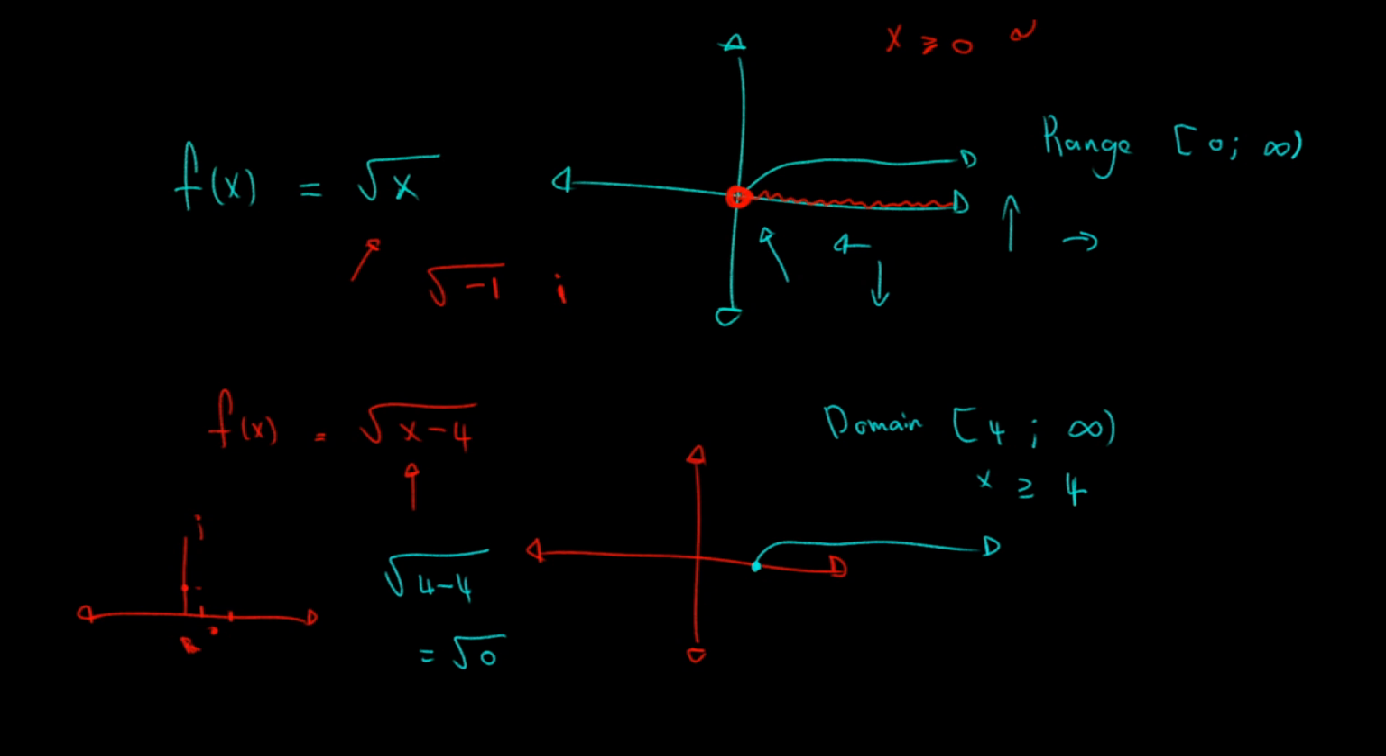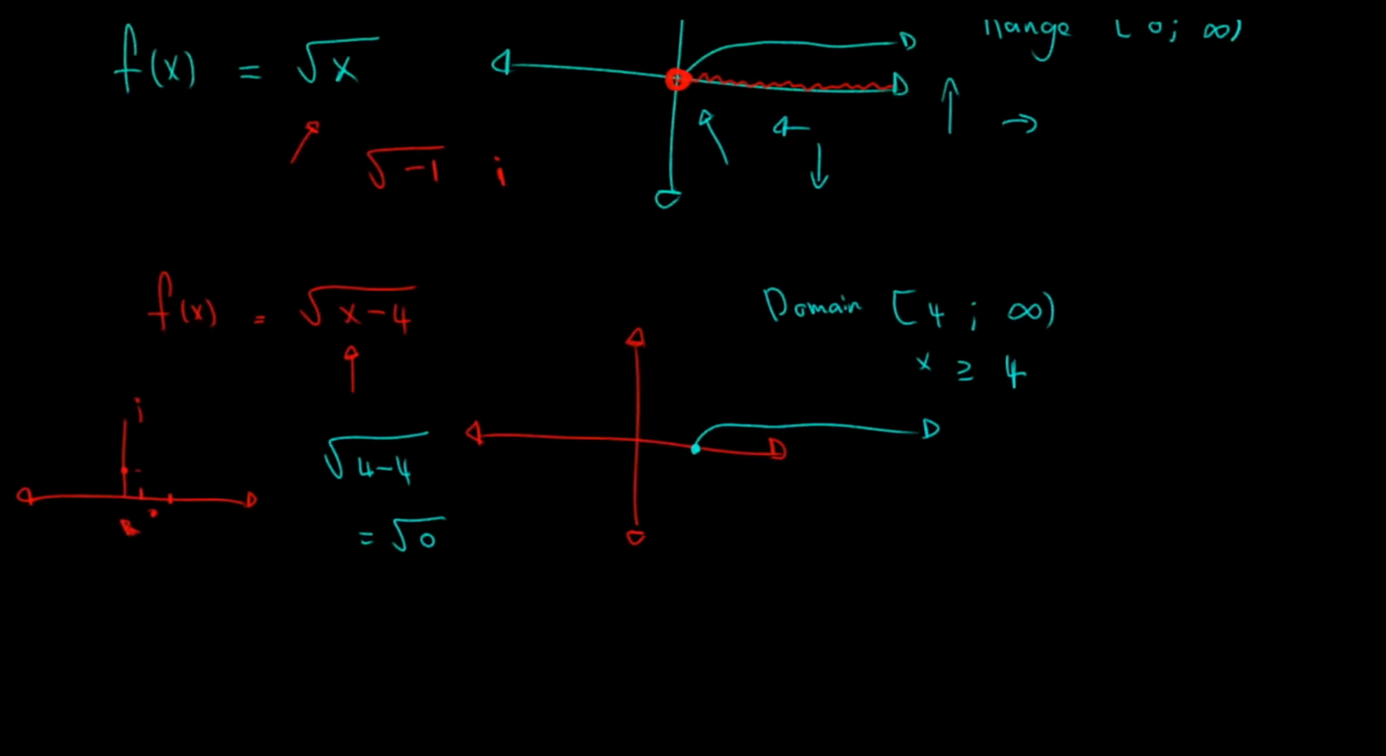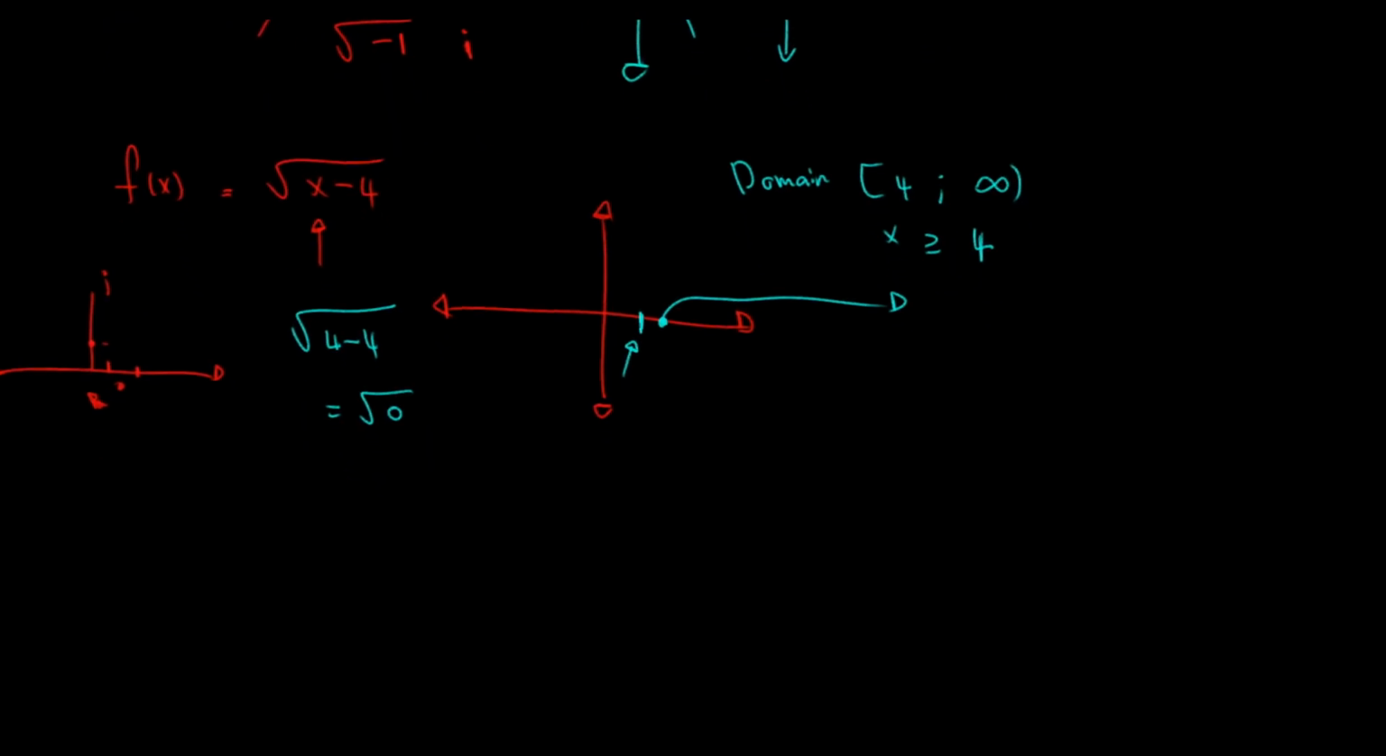Because if I don't do this, let's say I use 3. Let's say I use this point. The function does not exist at this point on a two-dimensional plane. So let's just say I use 3. I state that my domain is 3. Okay, so let's say 3 all the way to positive infinity.